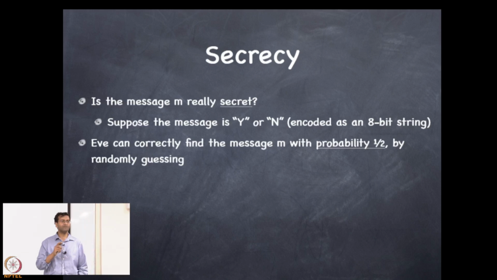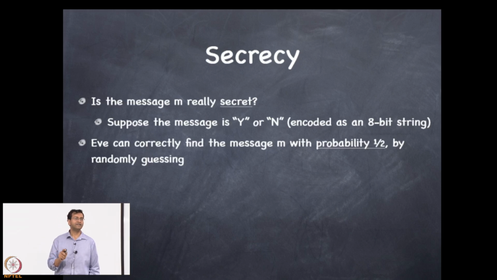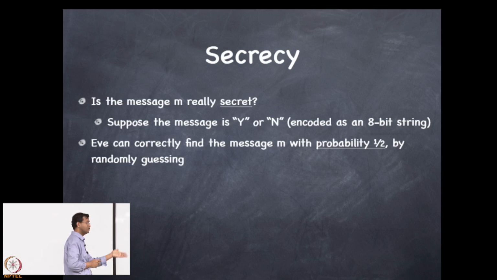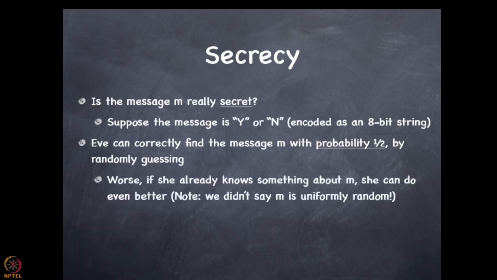So there's nothing wrong with the encryption algorithm. There's something about the way we are thinking of secrecy. Whatever encryption does, this adversary doesn't even care what your encryption algorithm is. She doesn't look at the ciphertext. And I said half, but it could even be worse. We don't know that this message is uniformly random, yes or no.